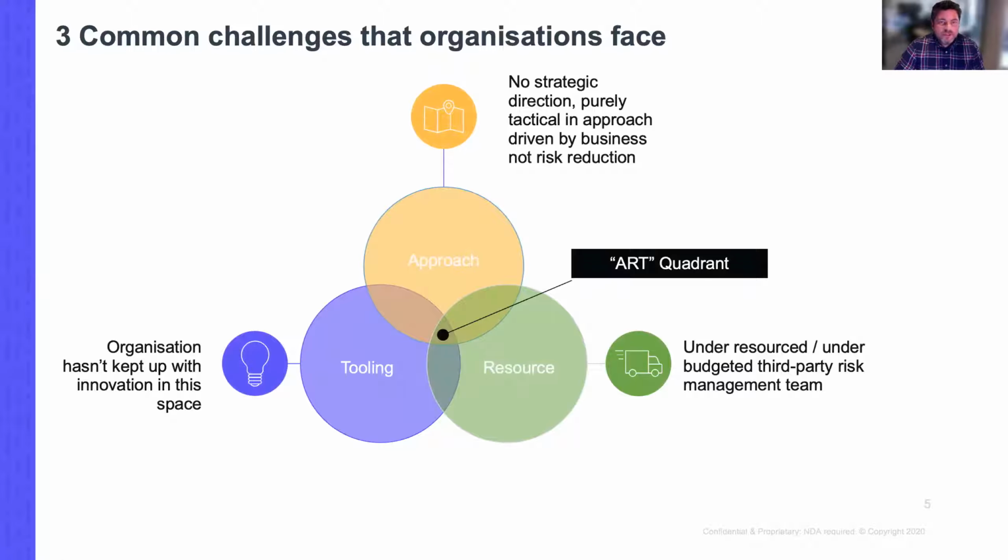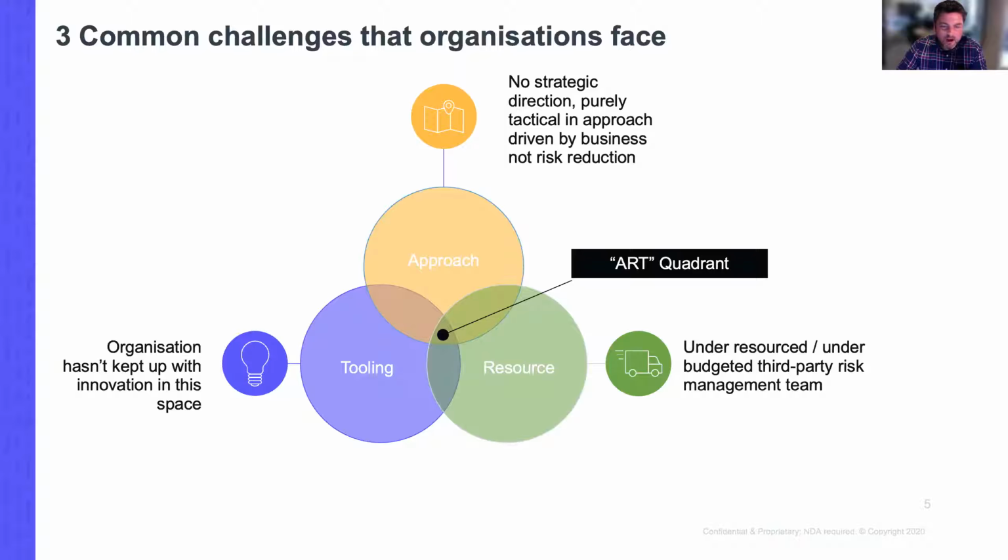So three of the common challenges that I think organizations face, and hopefully some of you might resonate with this, and again, feel free to put any questions in the chat and we'll get into that later on. I've coined this the ARC quadrant. What I see are challenges in third-party risk management around the approach, the tooling that's being used, and the resource that's within the team. I'm going to run through these, and they all have a slide each.